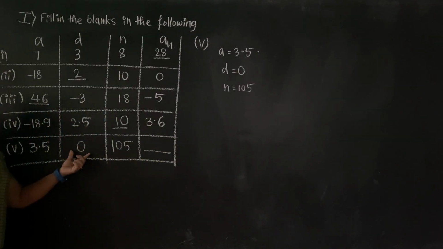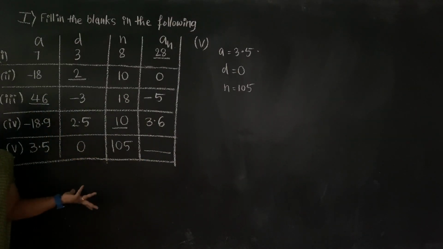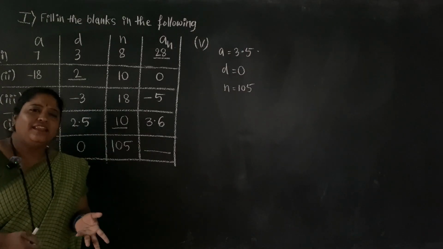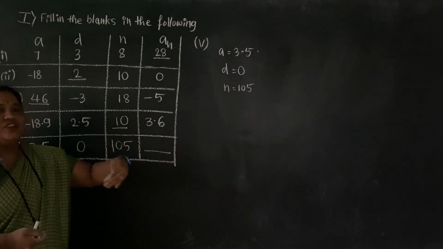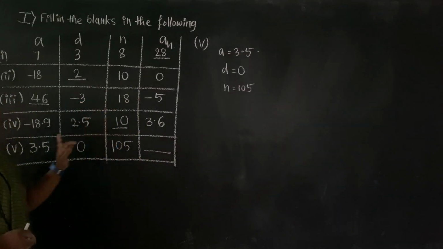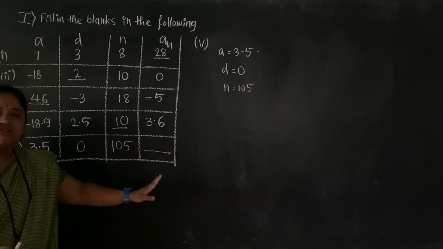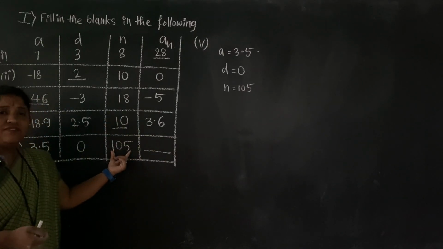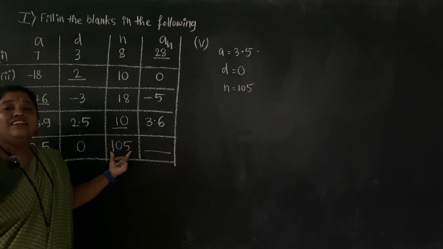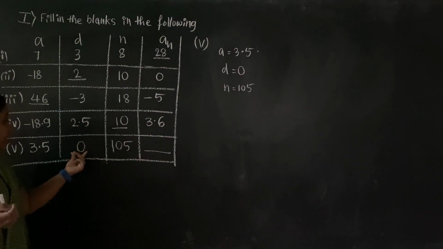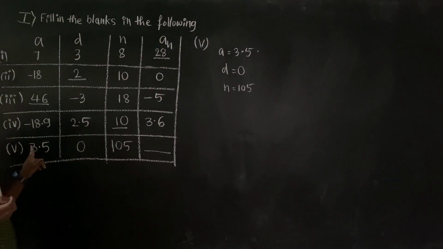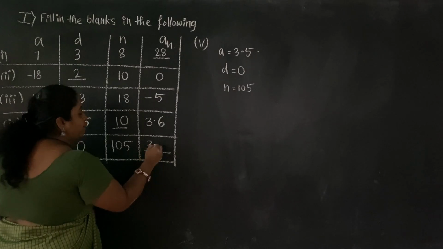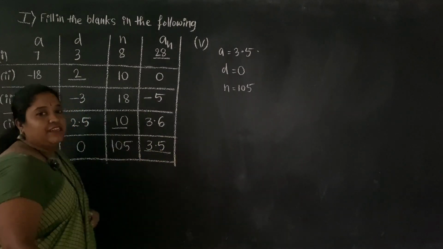Why? Because d value is 0, dears. When d value is 0, you are not adding anything. It is just continuously a single term we will be writing. See, 3.5, 3.5, 3.5, 3.5. Not only 105, if you write a lakh number of terms also, if d value is 0, it is the one which is repeating. Yes or no? So I'll be writing directly the an value, I'll be having 3.5.